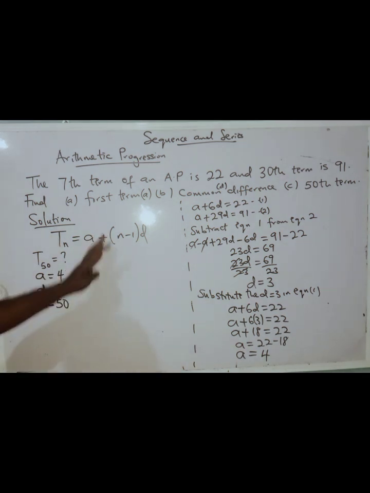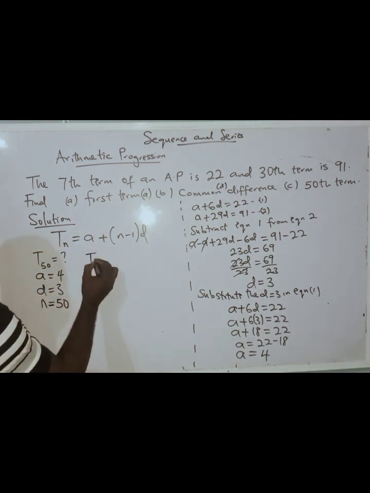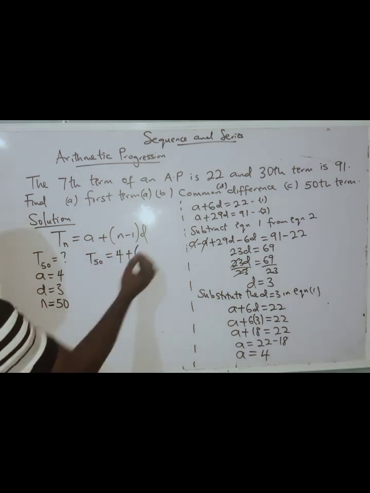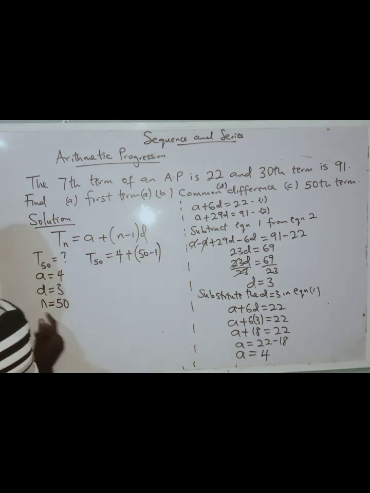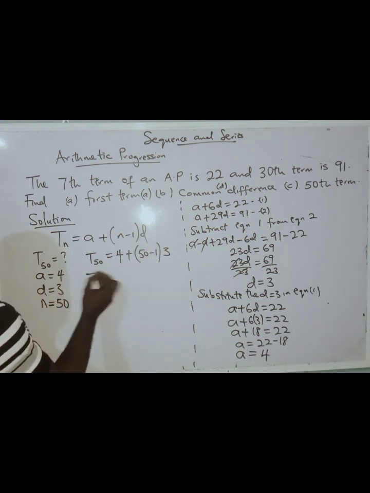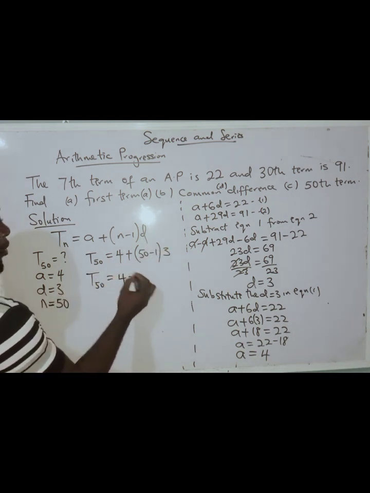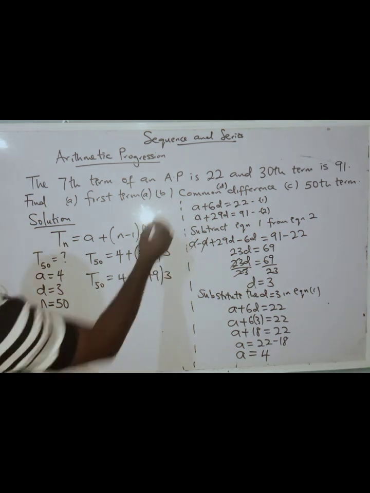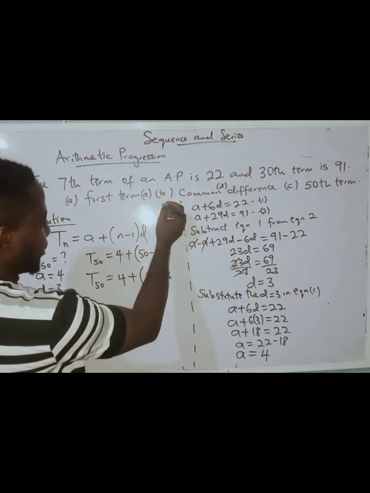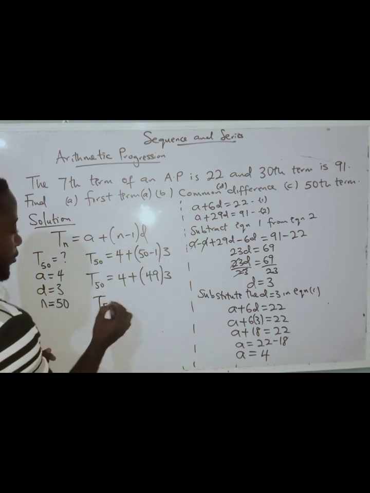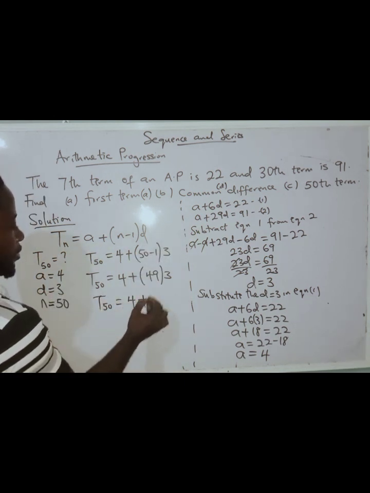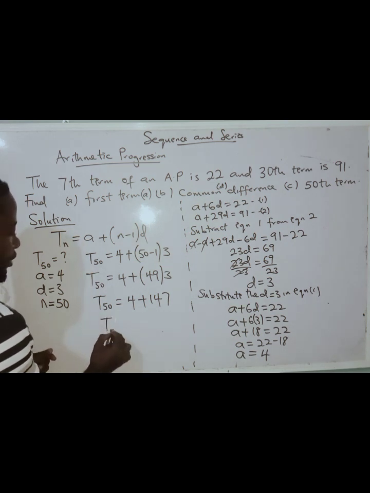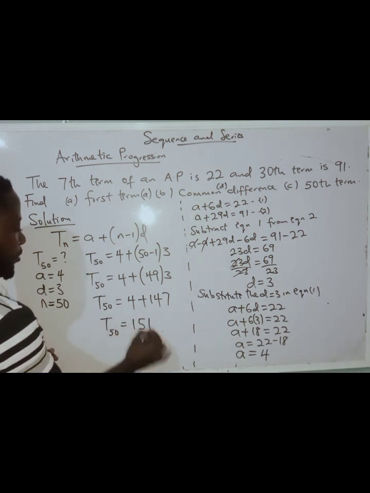Now I can substitute it here. So that means my T50 will now equal A, which is 4, plus n, which is 50, minus 1, times d, which is 3. So I will now say my T50 equals 4 plus 49 times 3. 49 times 3 is 147. So T50 equals 4 plus 147. And that means the 50th term, which is T50, is equal to 151.